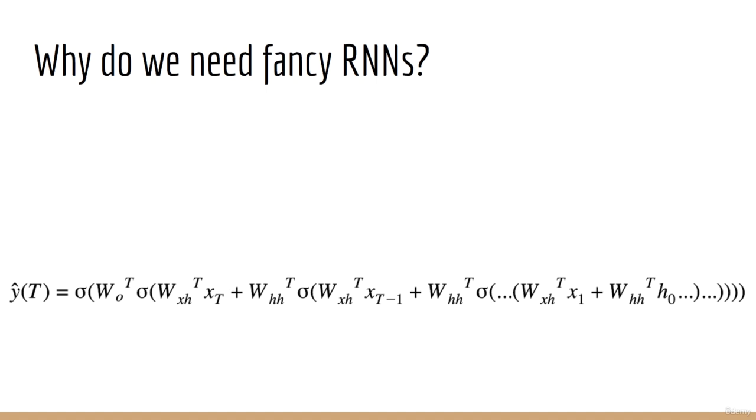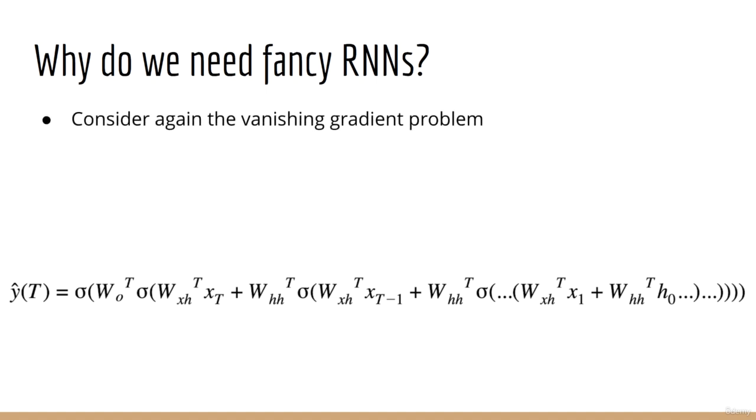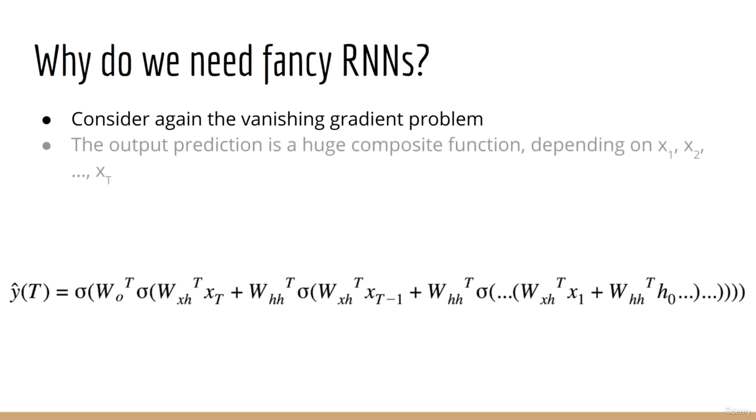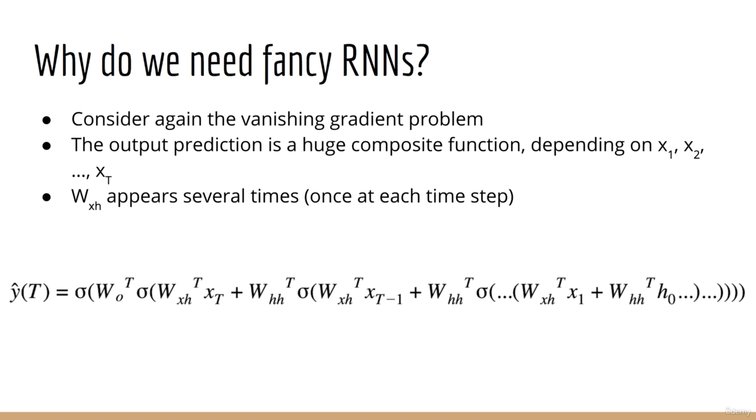First, we need to discuss why we have these fancy new recurrent units in the first place. Why is a simple RNN unit not good enough? To understand this, we have to go back to the vanishing gradient problem. As with our RNN, we can represent the output prediction y hat of big T as a function of the inputs x1, x2, all the way up to xt. Once we do this, we can see that it's just a really big composite function. Now suppose we want to take the derivative with respect to wxh. We can see that wxh appears several times in this equation.